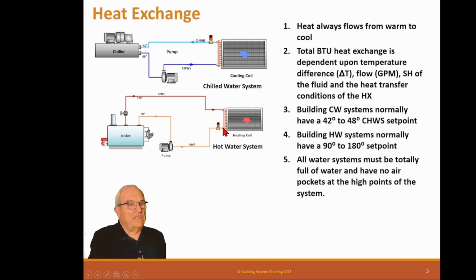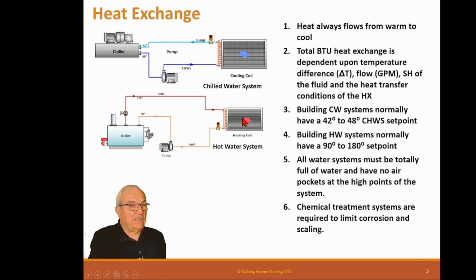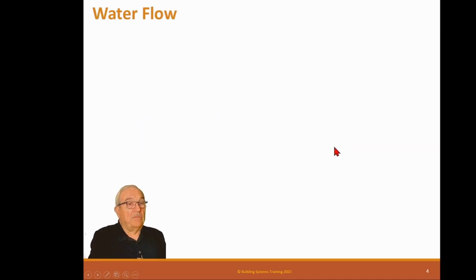So you get all kinds of things. Normally you get noise. So no air in the system. That's really important. Chemical treatment systems are required to limit corrosion and scaling. We don't want this pipe scaling because it can clog the strainers and clog the coils. So we put chemical treatment in to prevent that from happening.